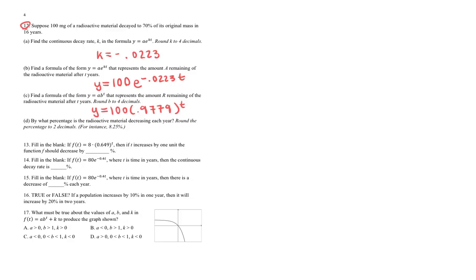Okay, perfect. All right, and then now we need to find by what percentage the radioactive material is decreasing each year. And so we can use either formula for this, either from B or from C. I'm going to use the formula from C just because it's less buttons to push in the calculator, but we're going to use the same formula that we used for problem 11. So I'm going to take the interval between our initial value and then one year after. And so I'm going to plug this into my formula and do new minus old over old times 100.